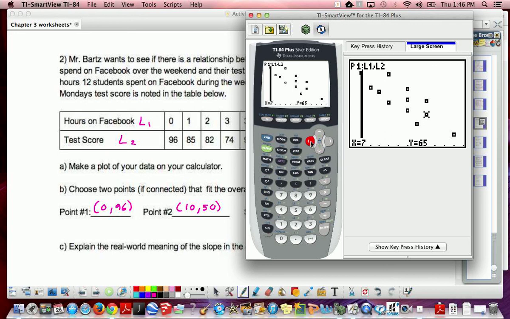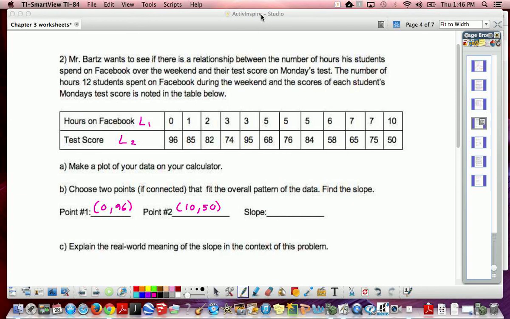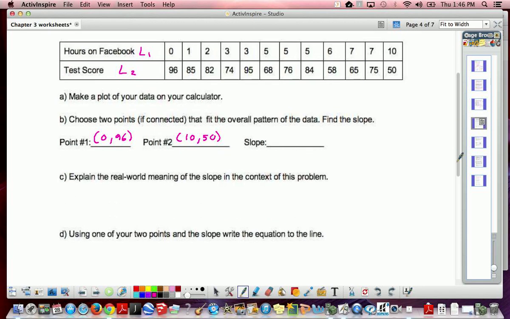Okay, so there are some choices. If your answer doesn't match exactly with mine, just make sure you're following the process. It could be we just picked different points. So now, we want to find the slope. Now remember, the slope is change in y over change of x. So my slope here is going to be 50 minus 96 over 10 minus 0. So you get negative 46 over 10, or negative 4.6.